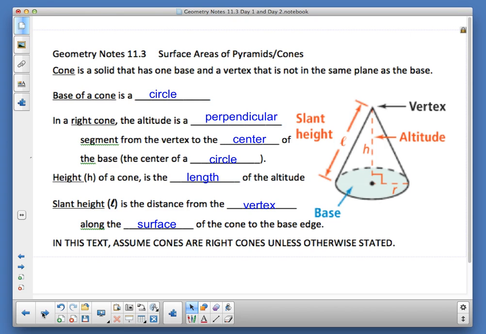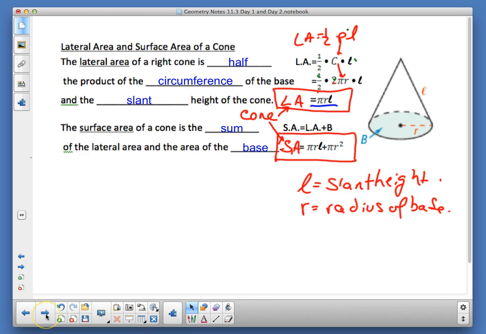Slant height is the lazy height. It's the height that's leaning against the figure. In a cone, it doesn't matter where it's leaning. In a pyramid, it's leaning from the midpoint of a side to the vertex. Okay, but the slant height's the lazy height. It's the leaning height. Okay, and in this text, assume that cones are right cones unless otherwise stated. Now, this next slide, this is important.